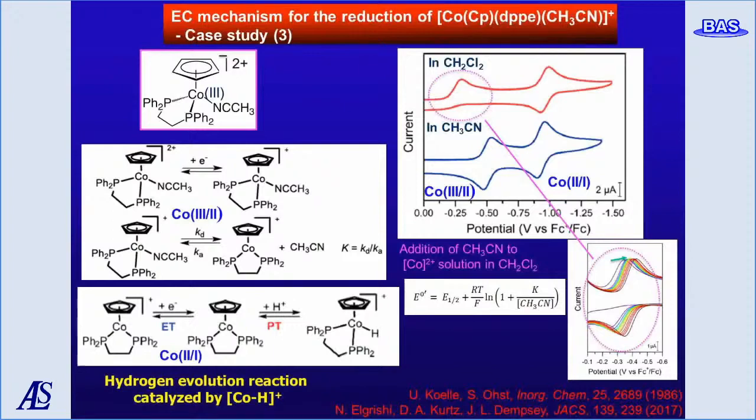With the addition of acetonitrile into the cobalt acetonitrile complex in dichloromethane solution, the first irreversible wave becomes reversible and shifts to the negative potential direction, described by this equation. And we can obtain the acetonitrile dissociation rate constant Kd. The resulting cobalt hydride complex is active for the hydrogen evolution reactions.